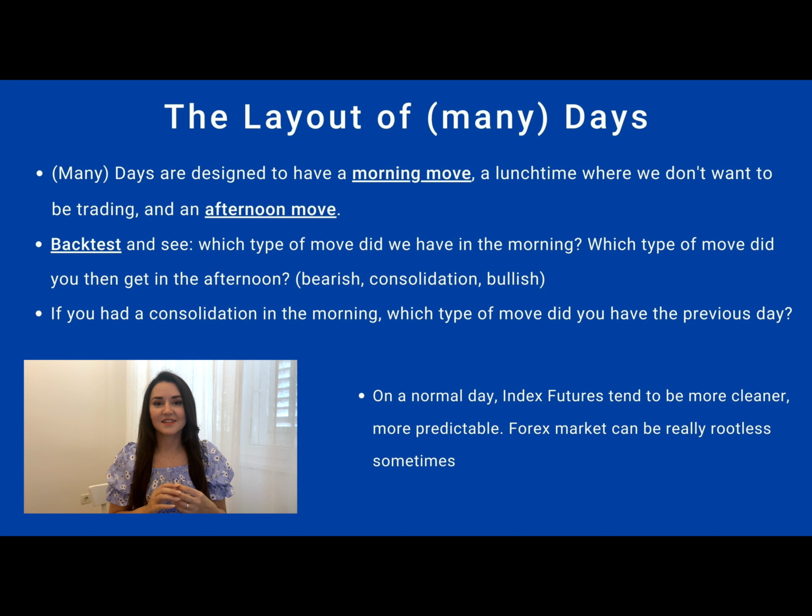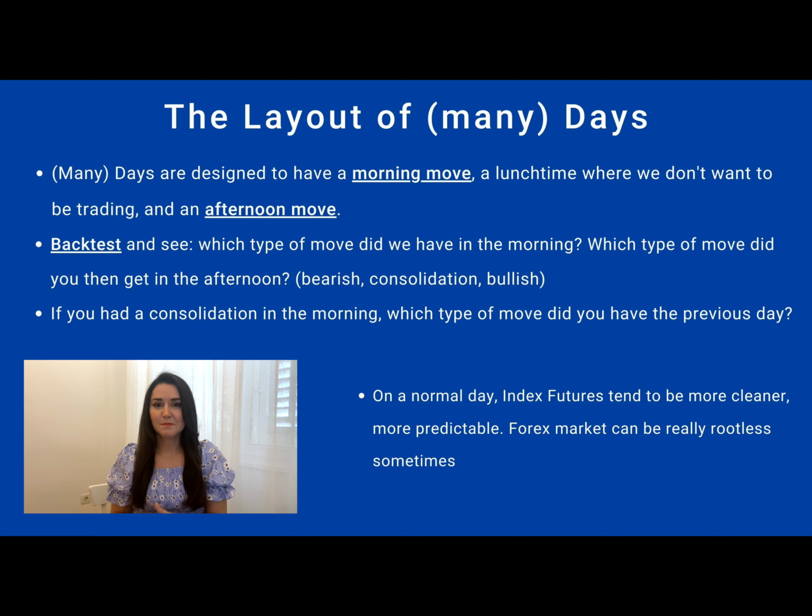Guys, many days are designed as such, in which we have a morning move, a lunchtime break during which we don't want to be trading, and then an afternoon move. Michael invites us to be backtesting and to really keep track of what was the morning move and what was the afternoon move. If in the morning, for example, we were bullish, what happened in the afternoon? If we have, for example, a consolidation in the morning, what was the move of the previous day or the previous 2 days? How are they related together? Take notes in your journal and try to understand and really spot the connections.